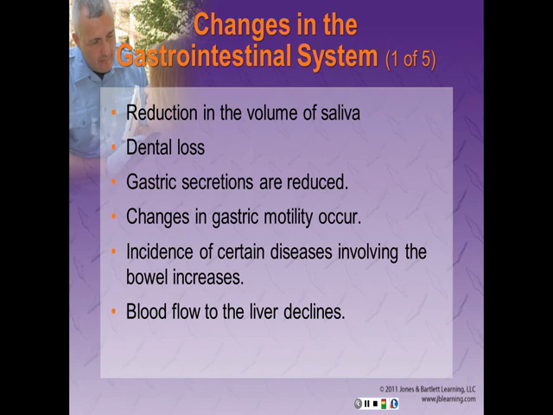Function of the small and large bowel changes little as a consequence of aging. The incidence of certain diseases involving the bowel increases as a person grows older. Nutrients from food are not as readily absorbed, and blood flow to the liver declines. The activity of the enzyme systems involved with the detoxification of drugs declines as a person ages.